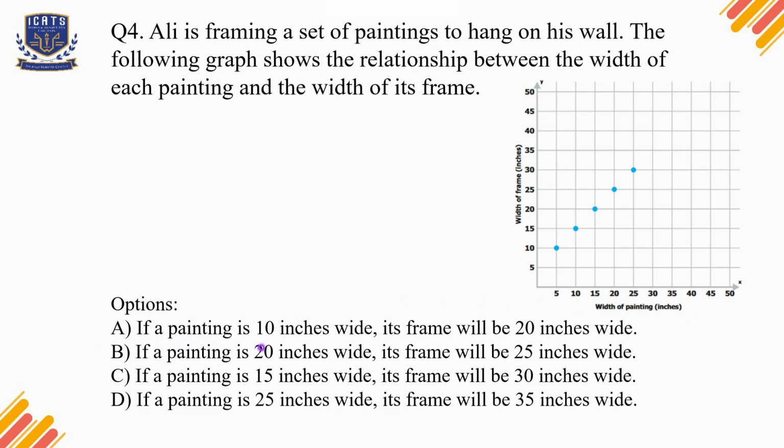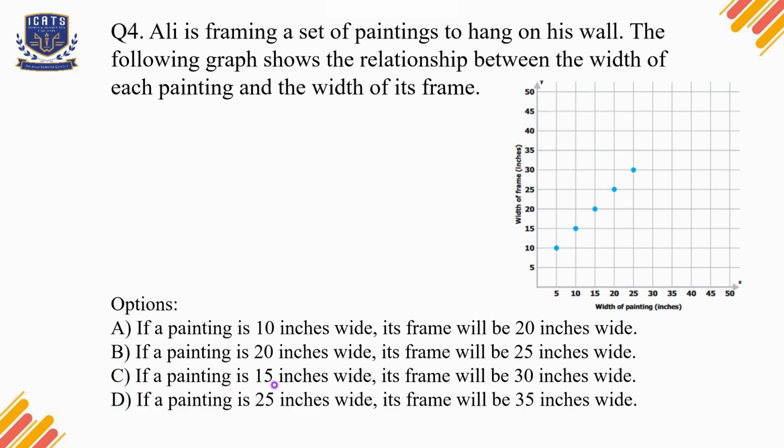Option A is if the painting is 10 inches wide, its frame will be 20 inches wide. So here, if the painting is 10 inches wide, its frame is 15 inches wide, not 20. So option A is not correct. Option B is if a painting is 20 inches wide, its frame will be 25 inches wide. So here we can see if the painting is 20 inches wide, its frame is 25 inches wide. So option B is our correct option here, but let's check the other options as well.